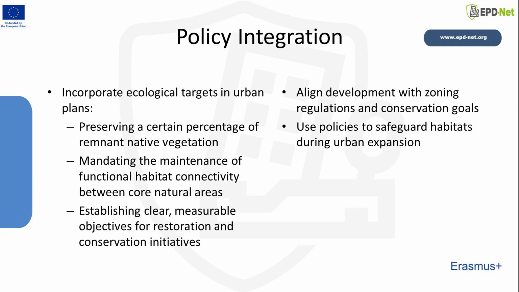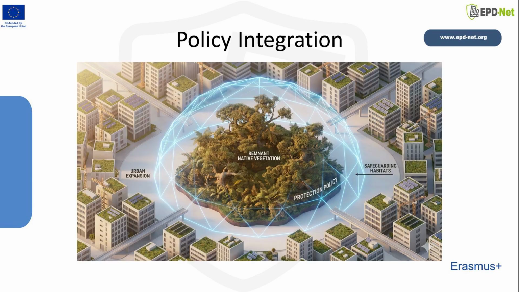High-level ecological targets can be written into the plan, such as preserving a certain percentage of remnant native vegetation, mandating the maintenance of functional habitat connectivity between core natural areas, establishing clear, measurable objectives for restoration and conservation initiatives. By embedding these goals at the highest level of urban planning, cities ensure that ecological considerations are weighed alongside economic and social factors in every major land use decision. This approach provides a durable, long-term vision that guides growth in a way that protects and enhances the city's natural assets for generations to come.